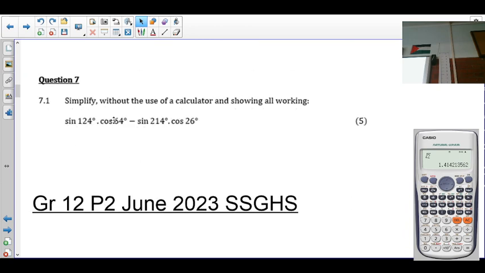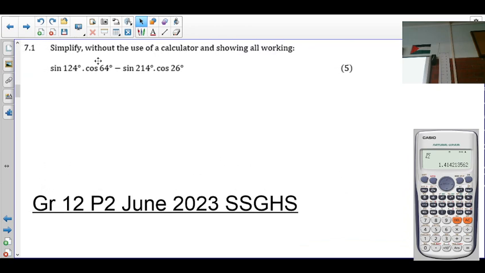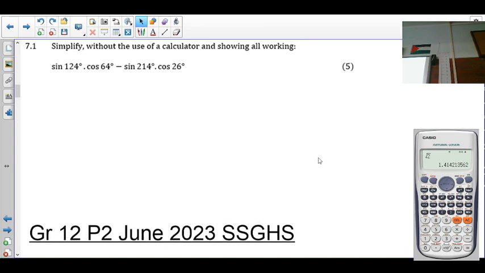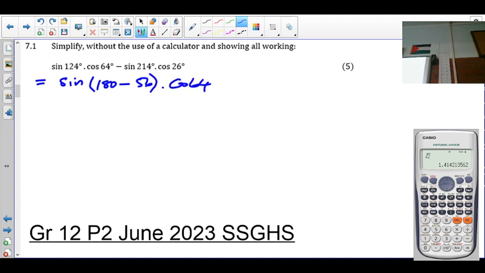For question 7, simplify without the use of a calculator and showing all steps. Firstly I'm going to reduce all this to acute angles. Which quadrant is 124 in? The second quadrant. So it's 180 minus 56, times cos of 64. I'm going to keep 64 and change the other one. Also I'll try and pick up 56 minus sin.